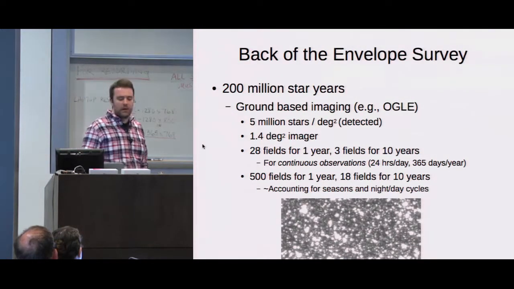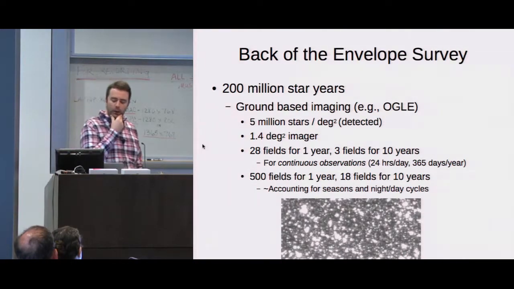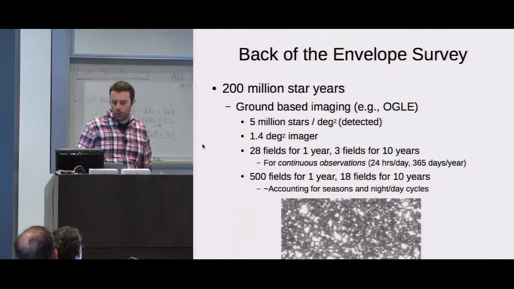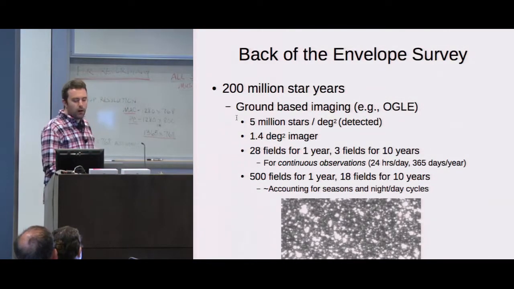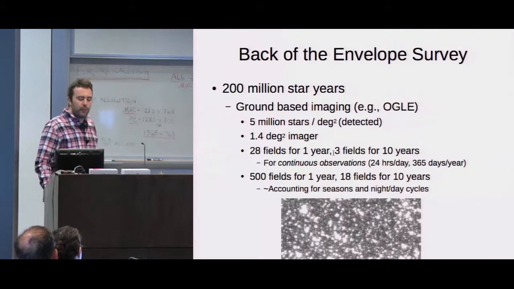So for OGLE, you need to monitor 28 fields continuously for a year. If you run the survey longer, say 10 years rather than 1 year, you can reduce that number of fields down to what looks like a manageable number of 3.